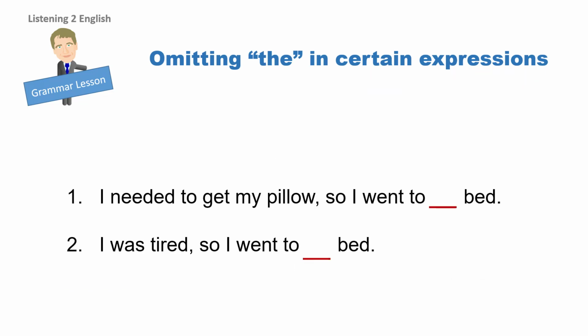So let's take a look at a few exercises. Number 1, "I needed to get my pillow, so I went to bed." Number 2, "I was tired, so I went to bed." In number 1, I needed to get my pillow. The purpose is to get the pillow, so you are visiting the bed. "I needed to get my pillow, so I went to the bed."